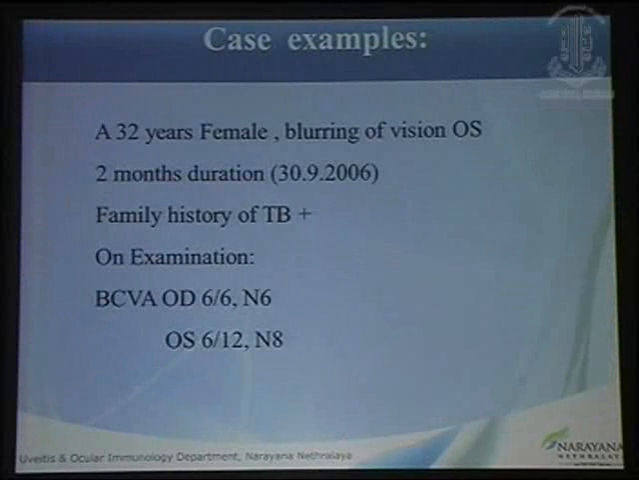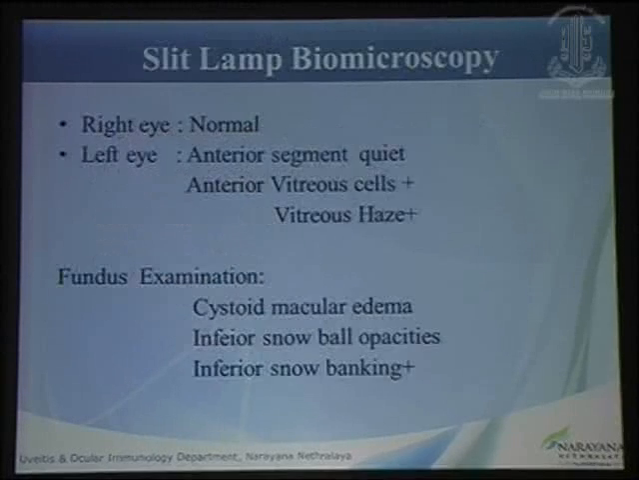Coming to the case example. A 32-year-old female presented with blurring of vision for 2 months' duration in 2006. She also gave a family history of TB. Her father had tuberculosis and was treated for the same. On examination, visual acuity was 6/6 and N6 in the right eye. The left eye was 6/12 and N8.